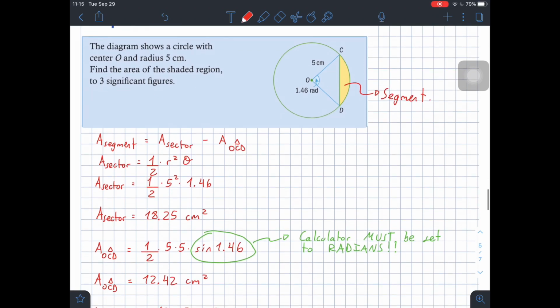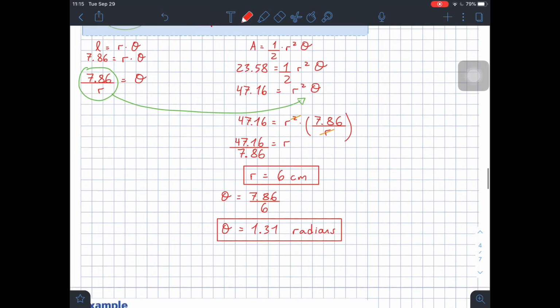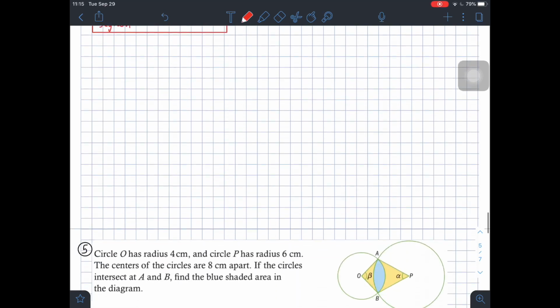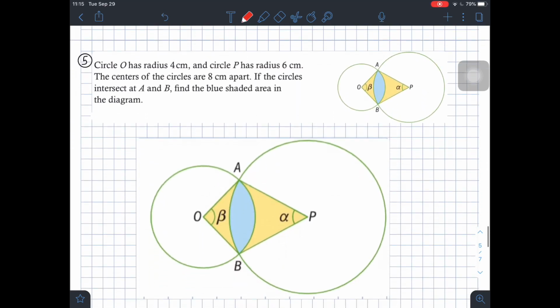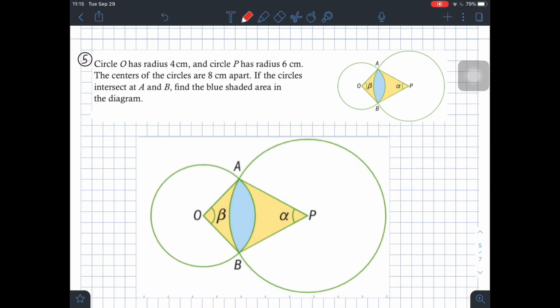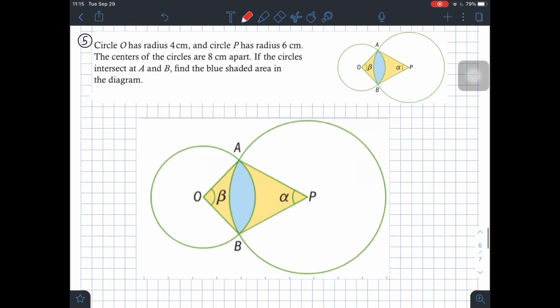Okay, so with these examples, we have covered all of the basics that you need to know for this particular assignment. And now we're going to try to do a challenge exercise, which involves knowing all of these different concepts we just covered. So it says, circle O has radius 4 centimeters. So let me write the information here. This is 4 centimeters. Circle P has a radius of 6 centimeters. So this would be 6 centimeters over here.